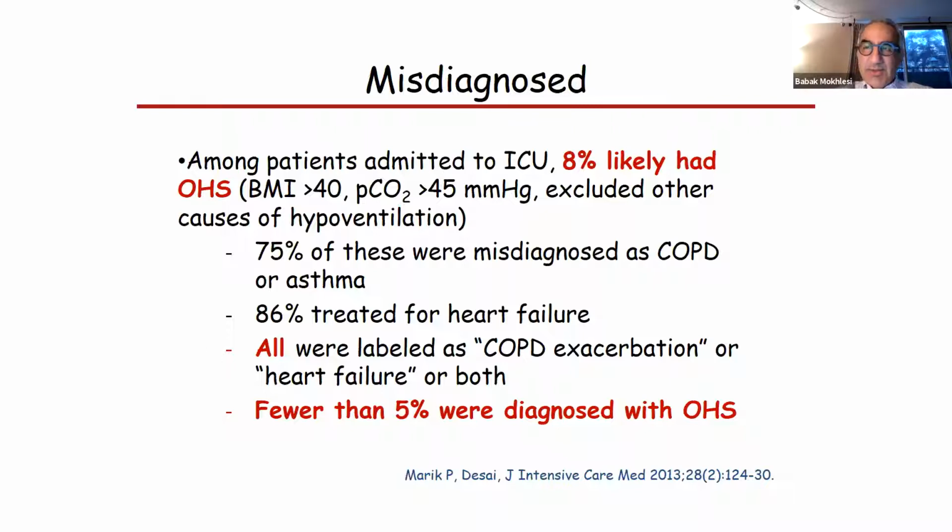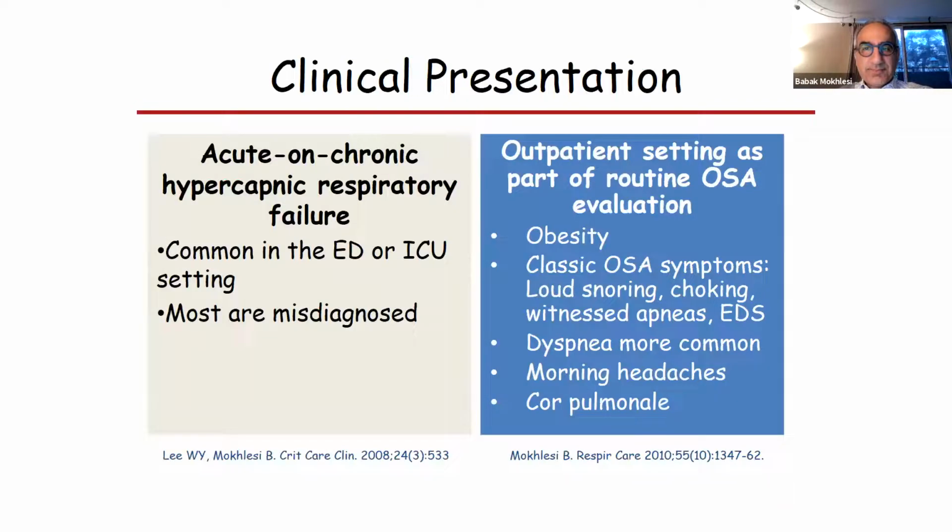And you can see how they can get into this vicious cycle of excessive diuresis, CO2, bicarb retention due to contraction metabolic alkalosis, and hypoventilation getting worse. And many of them were labeled as COPD exacerbation or heart failure. So again, that's another challenge that we face, trying to correctly diagnose these individuals.